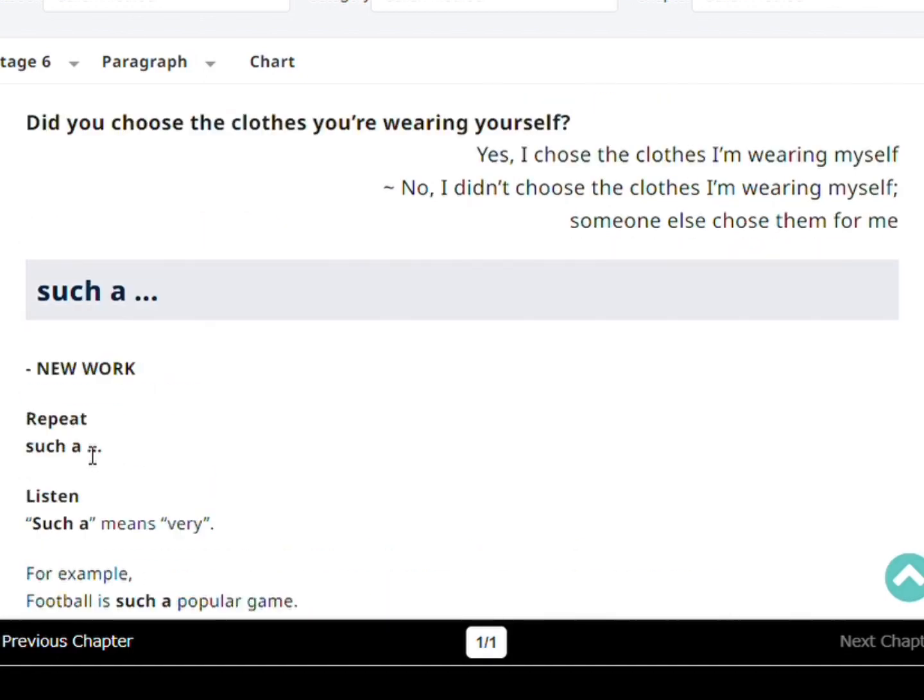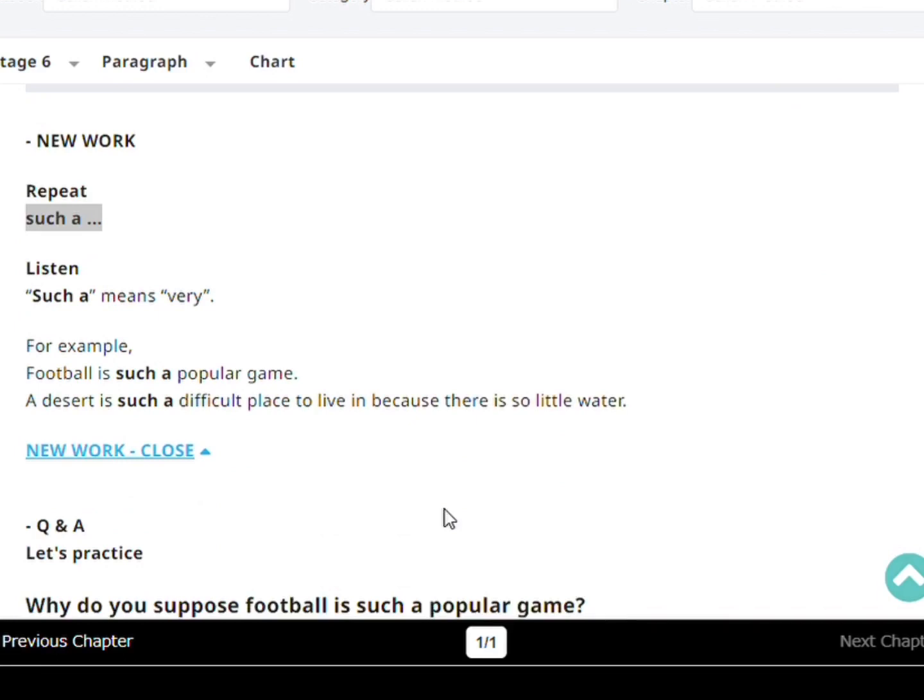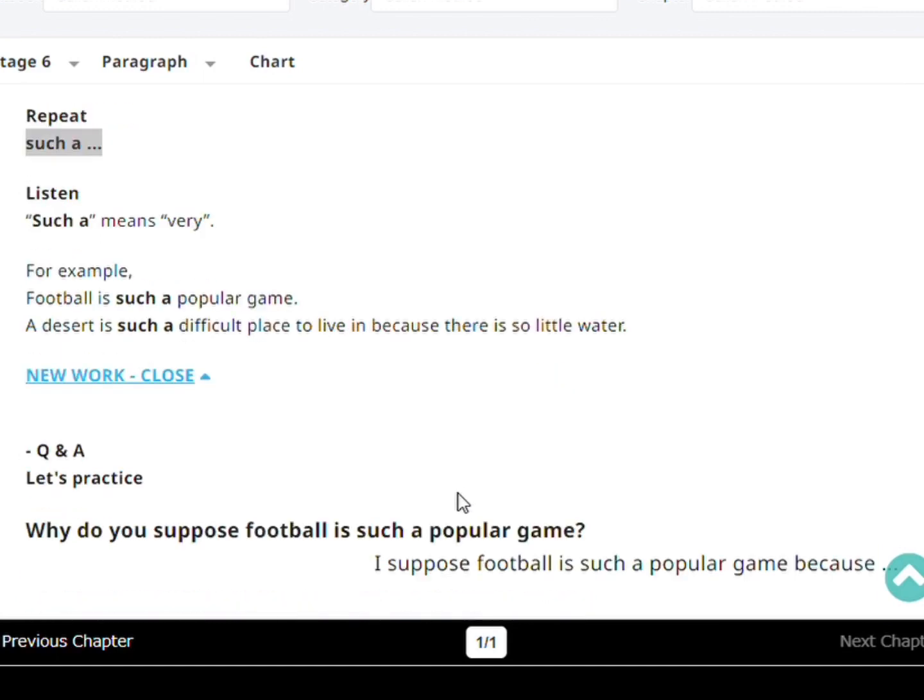Next, repeat. Such a. Such a. Very good. Okay, listen. Such a means very. For example, football is such a popular game. A desert is such a difficult place to live in because there is so little water.